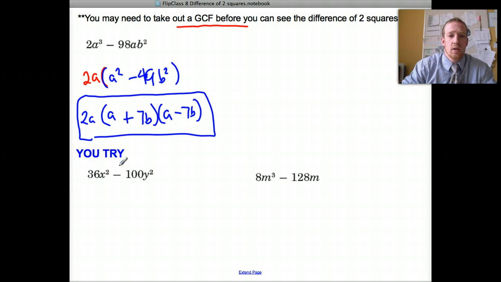Alright, now you try. Look for a GCF first whenever you can, and then find the square root of the first, that's your first term, square root of the second, that's your second term, and then it's a plus and a minus, or a minus plus, either way.